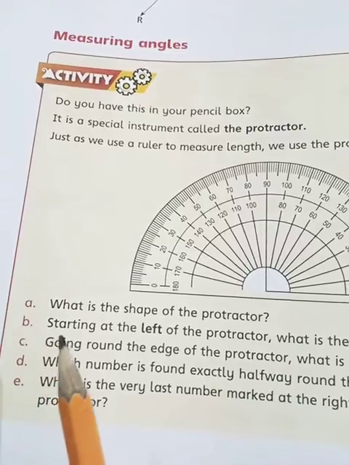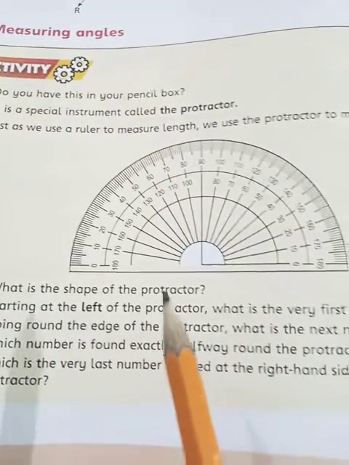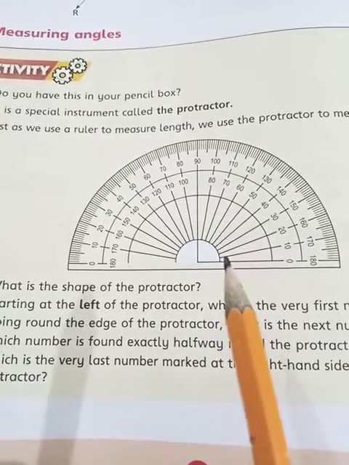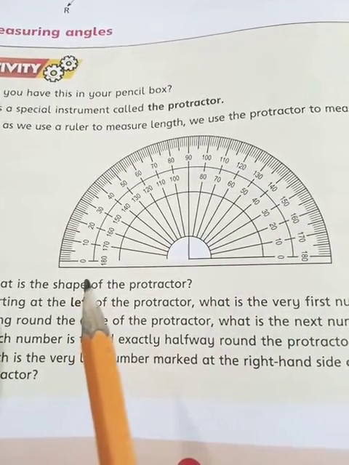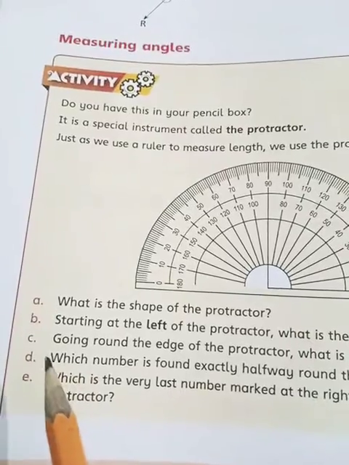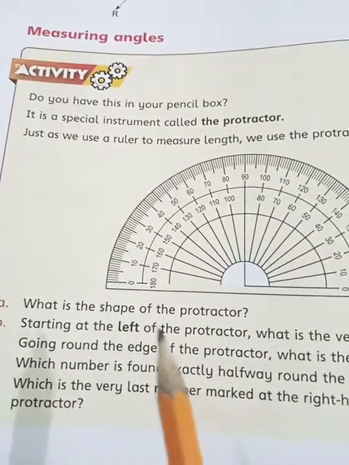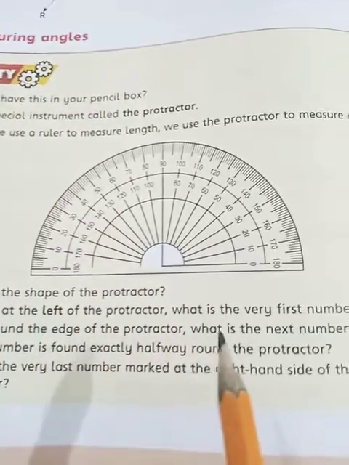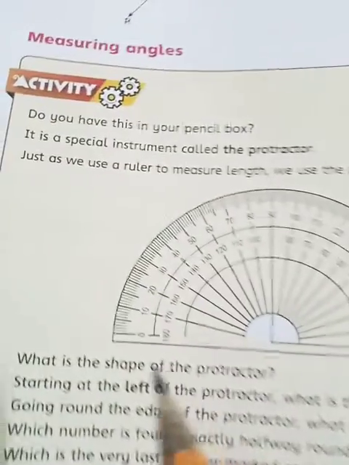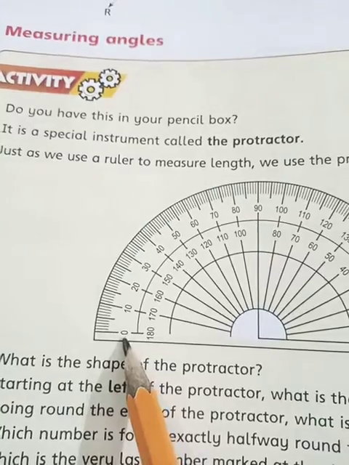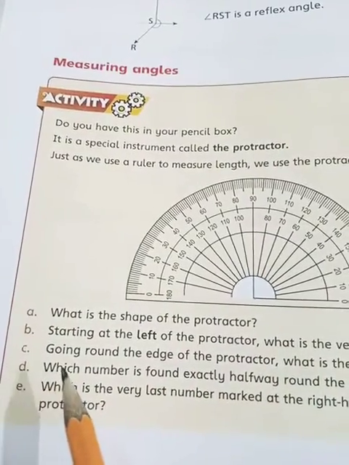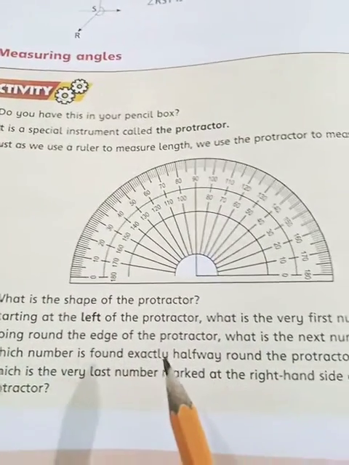Now, question A. What is the shape of the protractor? Yes, beta. Look at it and tell me the shape. Very good. It is a half circle or D-shaped, right? B. Starting at the left of the protractor. This is the left. What is the very first number mark? Yes, beta. If we start from here, what is the very first number mark? 0.